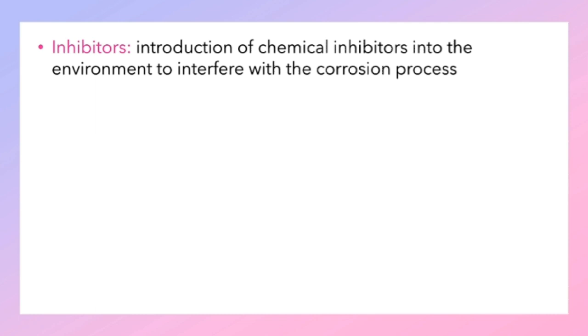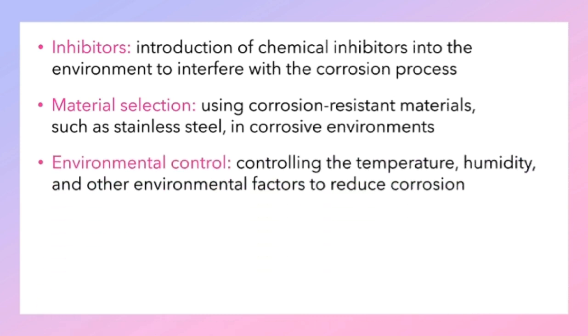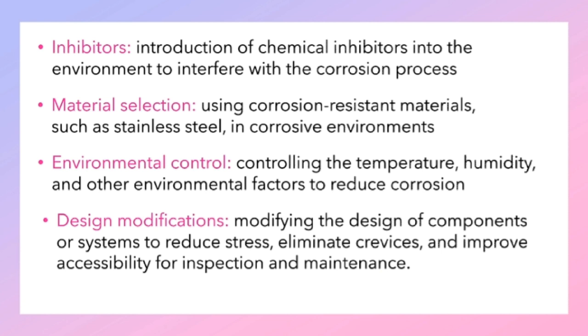Introduction of chemical inhibitors into the environment to interfere with the corrosion process. Inhibitors are basically species that reduce the reaction rate of corrosion. Another one is material selection, using corrosion-resistant materials such as stainless steel. Then environmental control, by controlling environmental factors such as temperature and humidity.